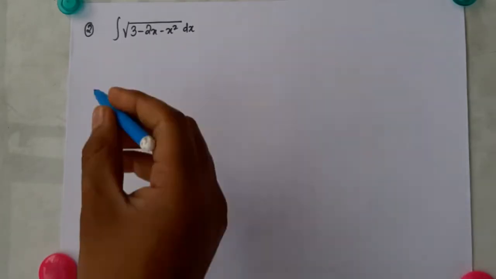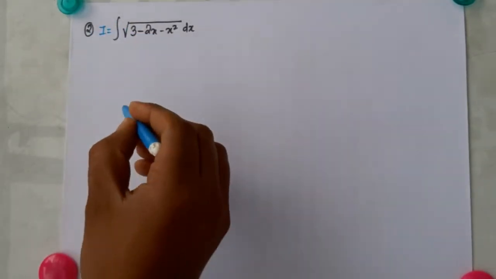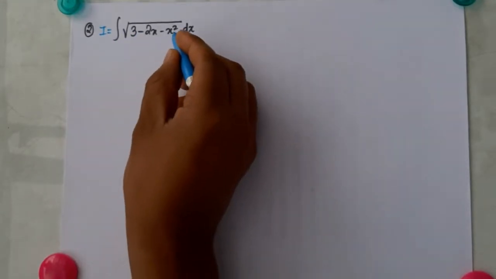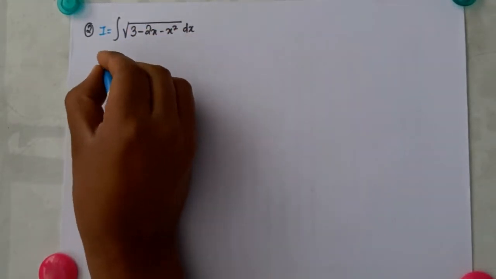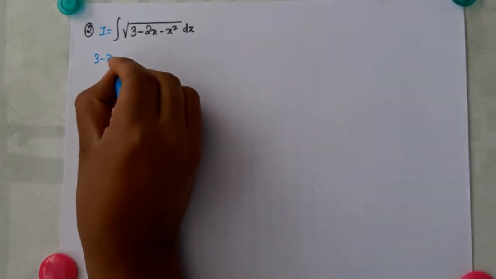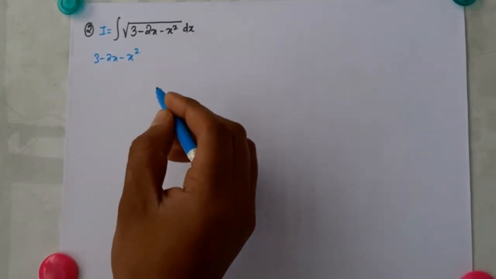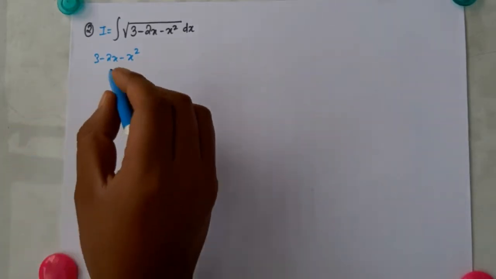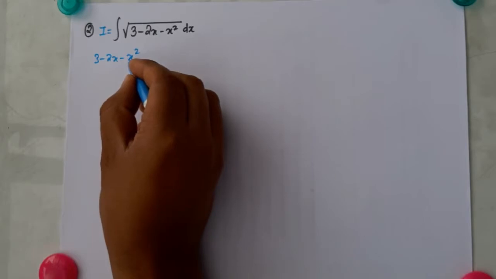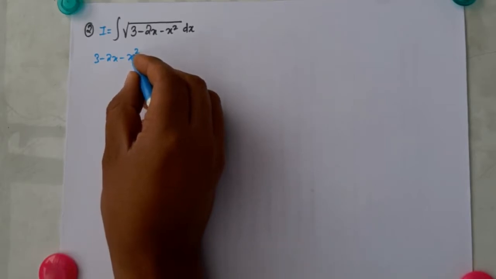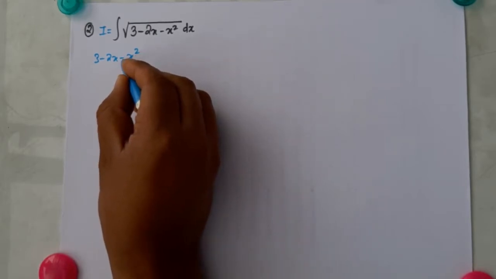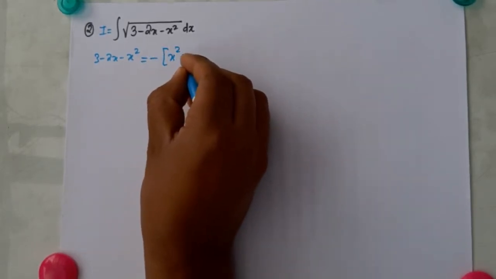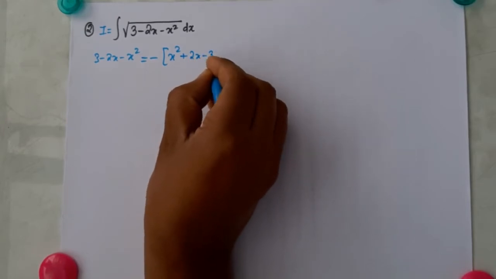So this time I've got this integral, let me call it I. Again this falls under your type A. Type A says that this quantity, 3 minus 2x minus x square, has to be expressed as a sum or difference of two perfect squares. Now remember, you always need to keep the coefficient of x square to be 1. Here the coefficient is minus 1, so this minus has to be kept common, so it becomes minus of x square plus 2x minus 3.